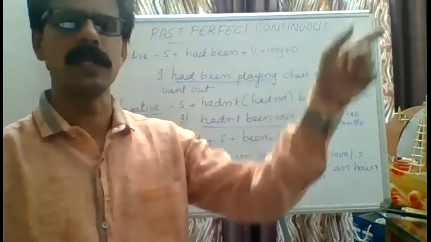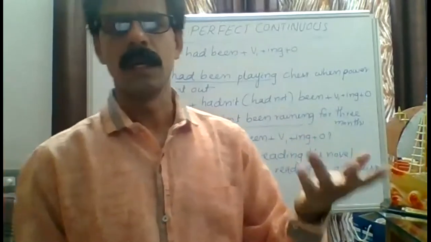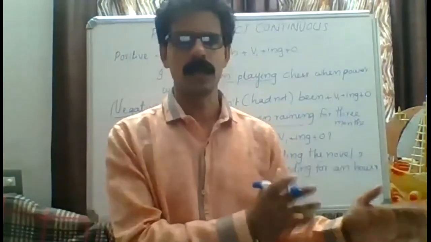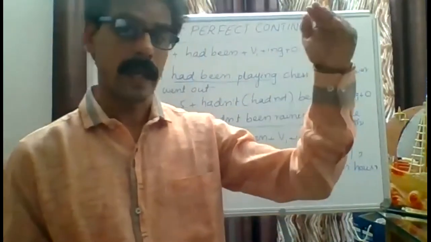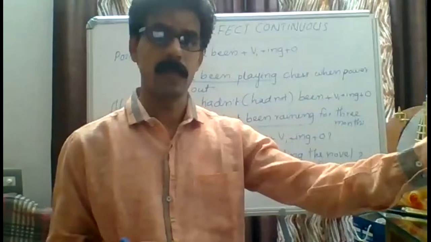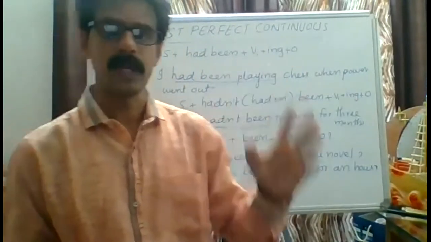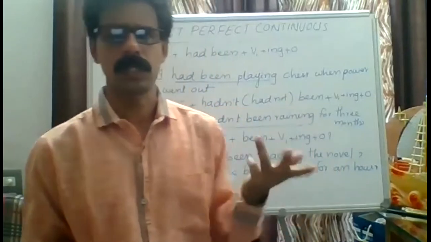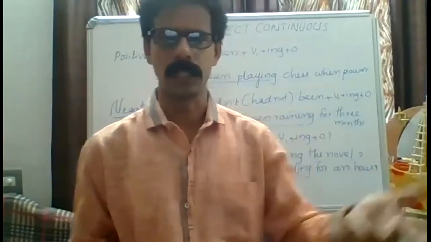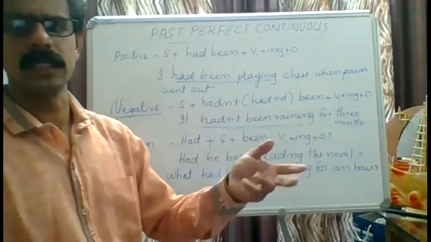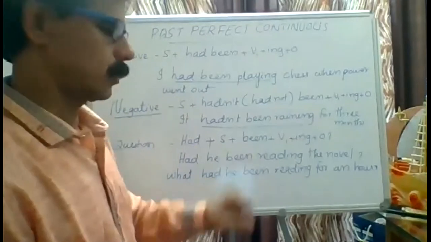He had been reading something. I do not know exactly what he had been reading. One book is there with him, that I know. So if I want to ask about an action that happened yesterday or in a particular period previously, I want to ask him the question. This is the question: what had he been reading? What had he been reading for 1 hour yesterday? In this way, we have to ask.